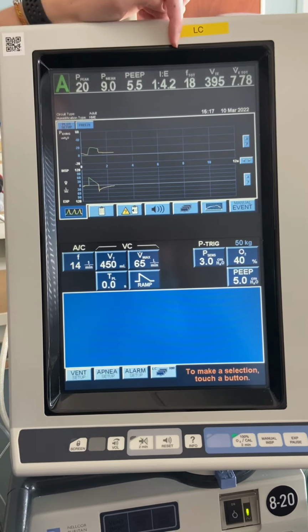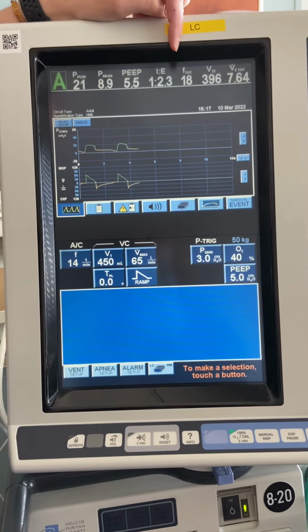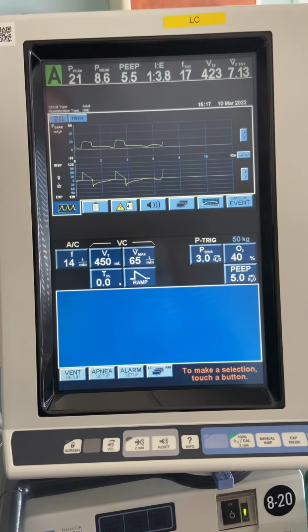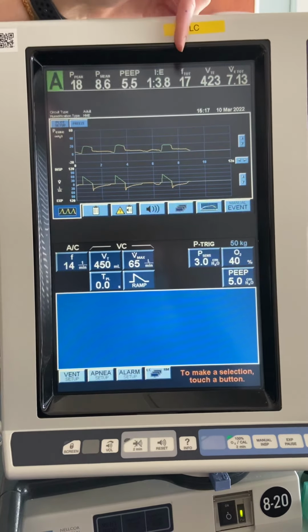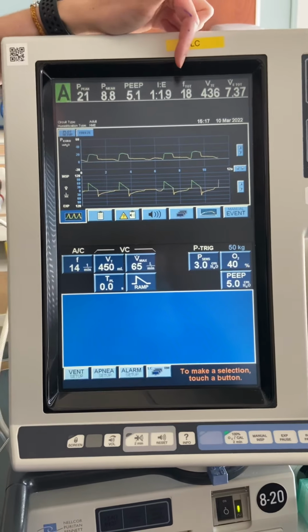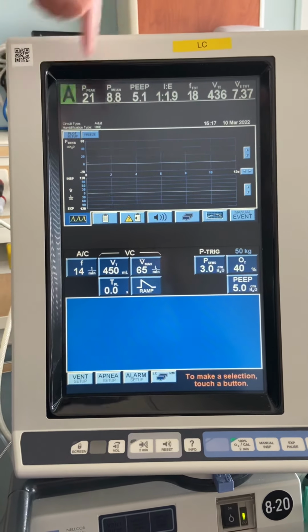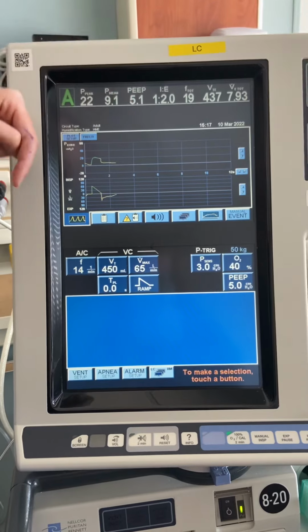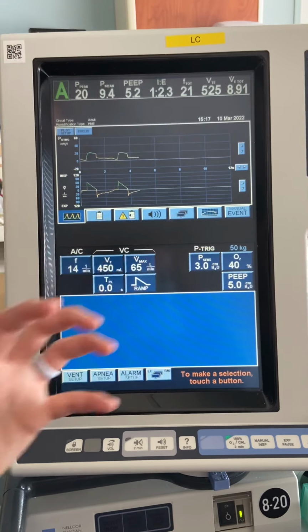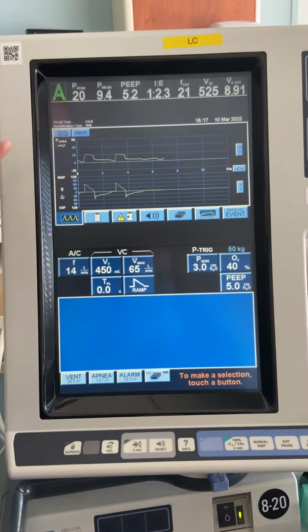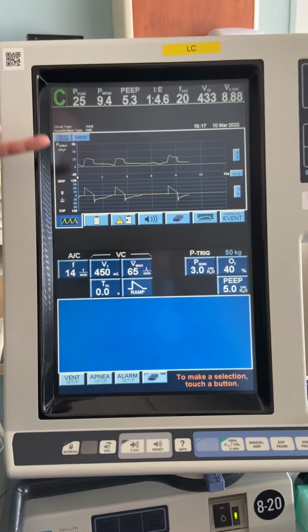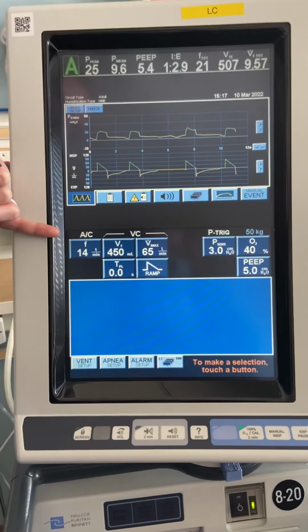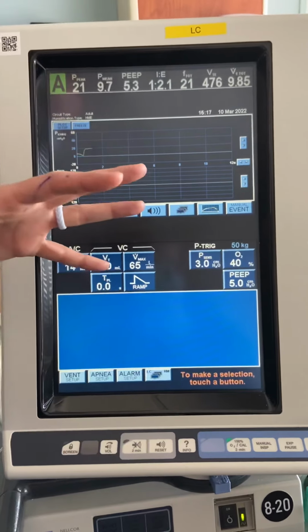Her rate is 18, so she is breathing slightly over the ventilator, meaning her rate is set at 14. She's breathing 17, 18 breaths per minute. And you can see when she takes her breaths, they're all green, which just indicates that the ventilator is doing all of the work. So even though she is breathing over, each breath she spontaneously initiates, again, because she's on AC, the ventilator takes over and gives her that breath.